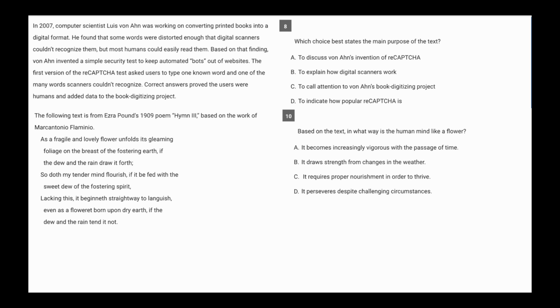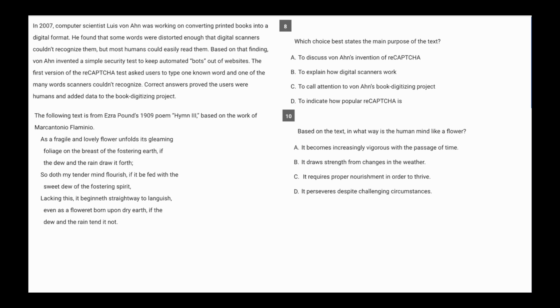Let's look at one of these examples. So 8 is kind of easy, so let's look at 9. Yeah, it's a bit challenging. It's a poem. The following text is from Ezra Pound's 1909 poem, based on the work of Marcantonio Flaminio. And the question asks, in what way is the human mind like a flower? So basically, we're looking for similarities between the human mind and a flower.